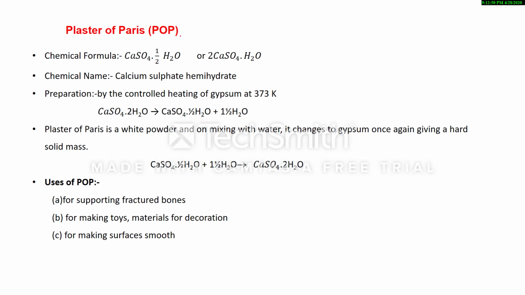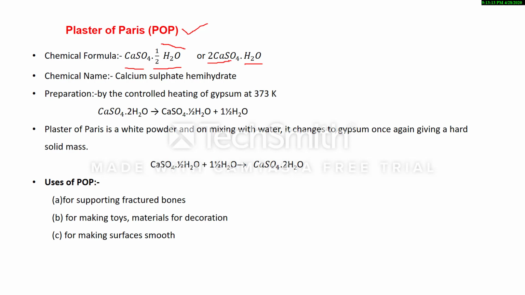Next, plaster of Paris, POP, a very common chemical, and you are familiar with this word POP, plaster of Paris. Chemical formula is calcium sulfate half H2O. Now, what is the meaning of this half H2O? Actually, one water molecule is associated with 2 units of calcium sulfate.